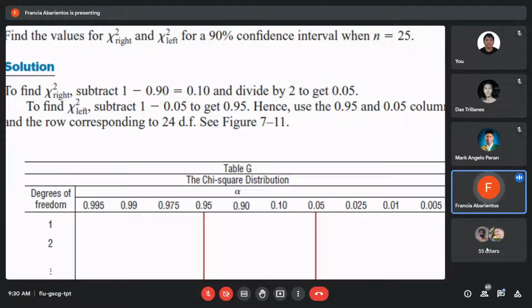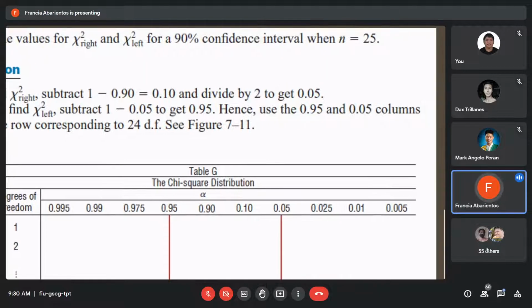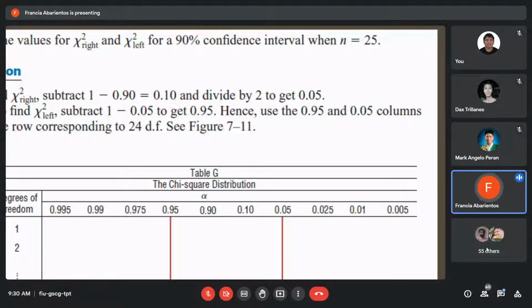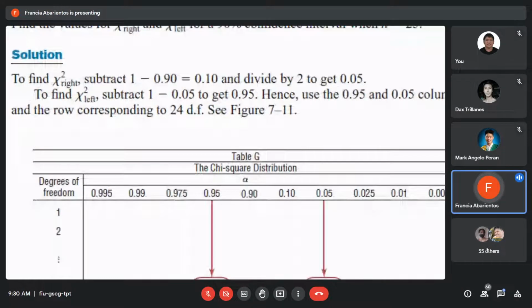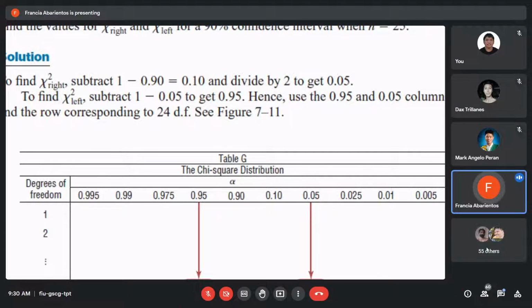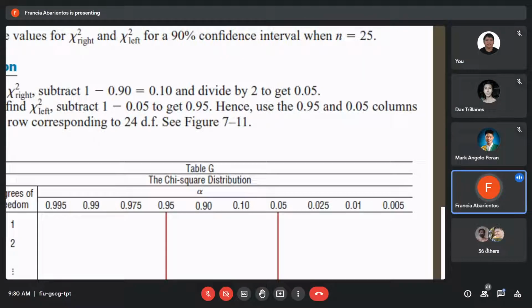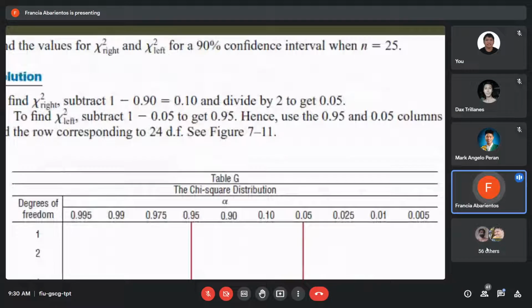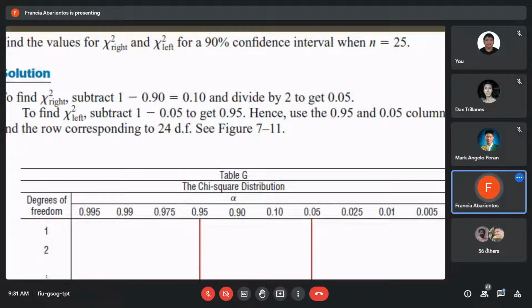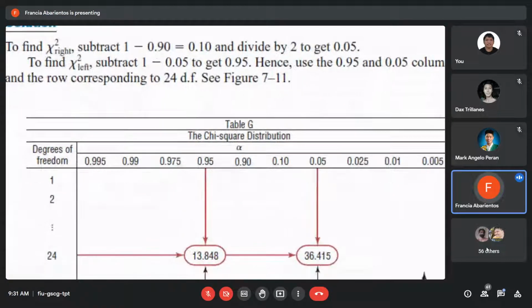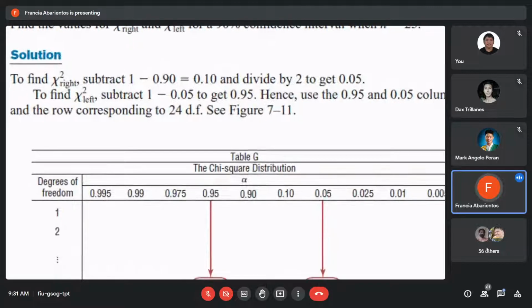Okay, so finding that, you need to subtract class the confidence interval para mag-get natin si alpha. We divide it by 2. Why? Kasi two-tailed na to, for the right and the left. So we have 0.05. After that, to find the left, we need also to subtract and get that. 0.05 in the column. And degree of freedom class, 25 minus 1, 24. So this is now to the right and to the left of the chi-square distribution.